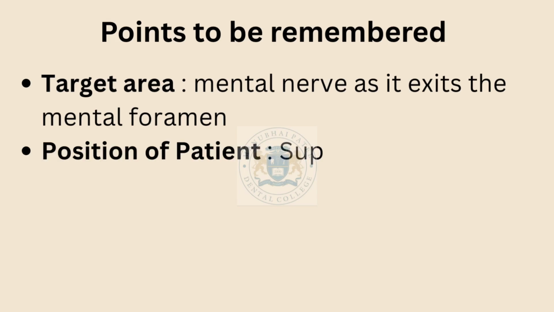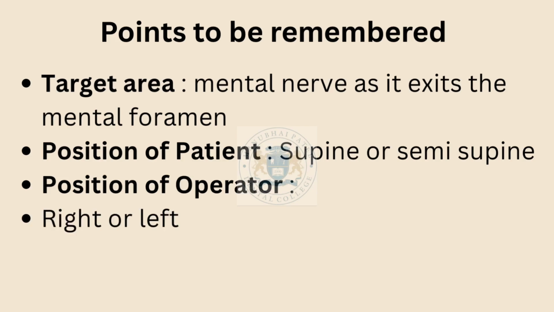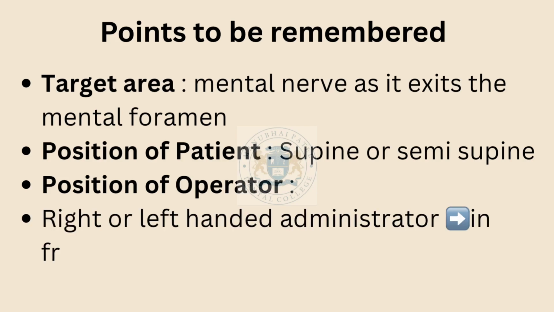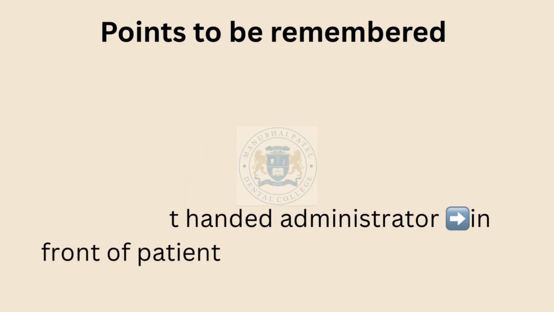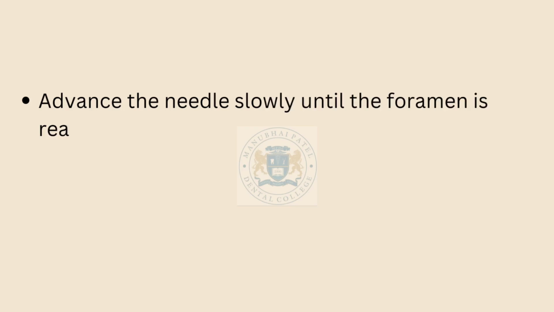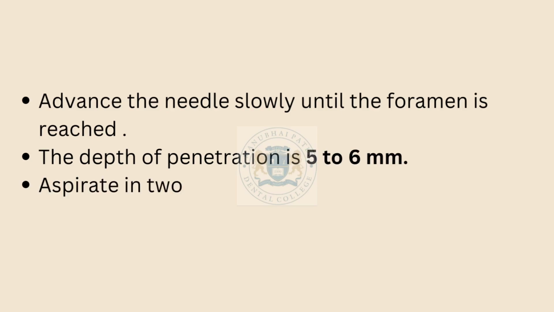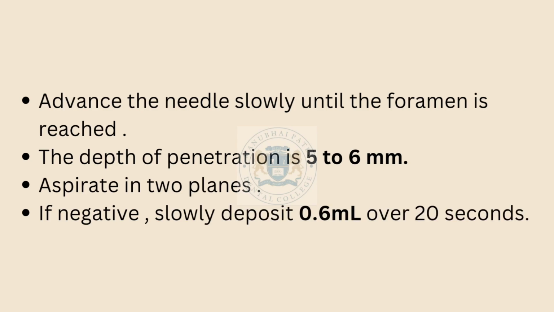The position of the patient should be supine or semi-supine. The position of the operator, for a right or left-handed administrator, is in front of the patient. Advance the needle slowly until the foramen is reached. The depth of penetration is 5 to 6 mm. Aspirate in two planes. If negative, slowly deposit 0.6 ml over 20 seconds.